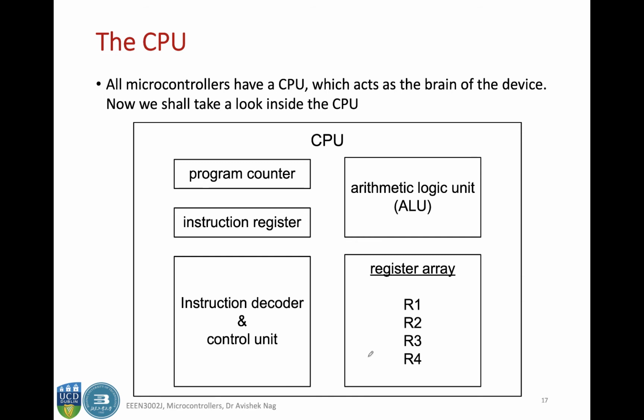We have different blocks. We have a program counter, an instruction register, an arithmetic and logic unit, an instruction decoder and control unit, and then we have some register arrays. We'll go through the functions and the details of each one of them.